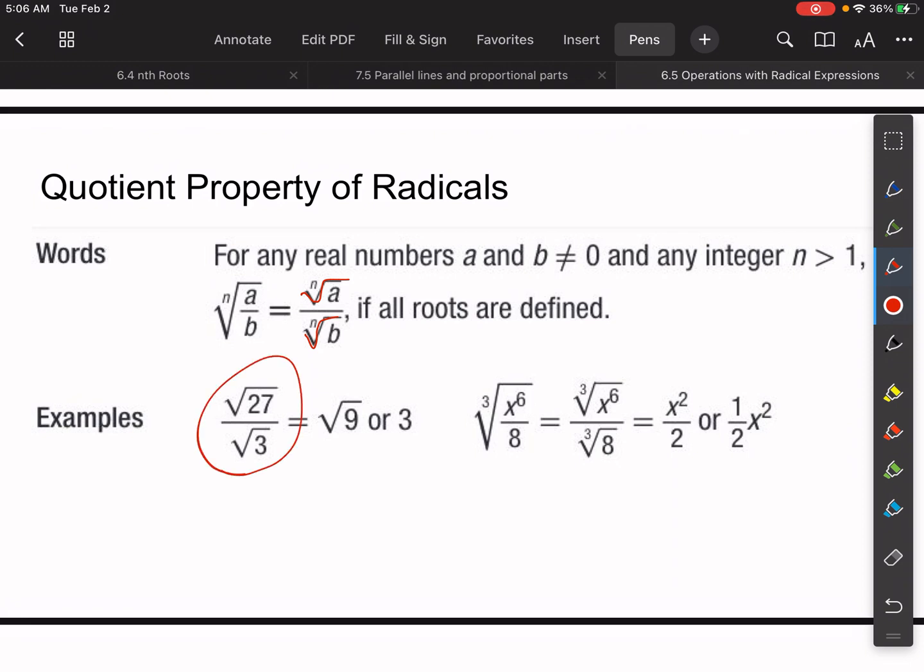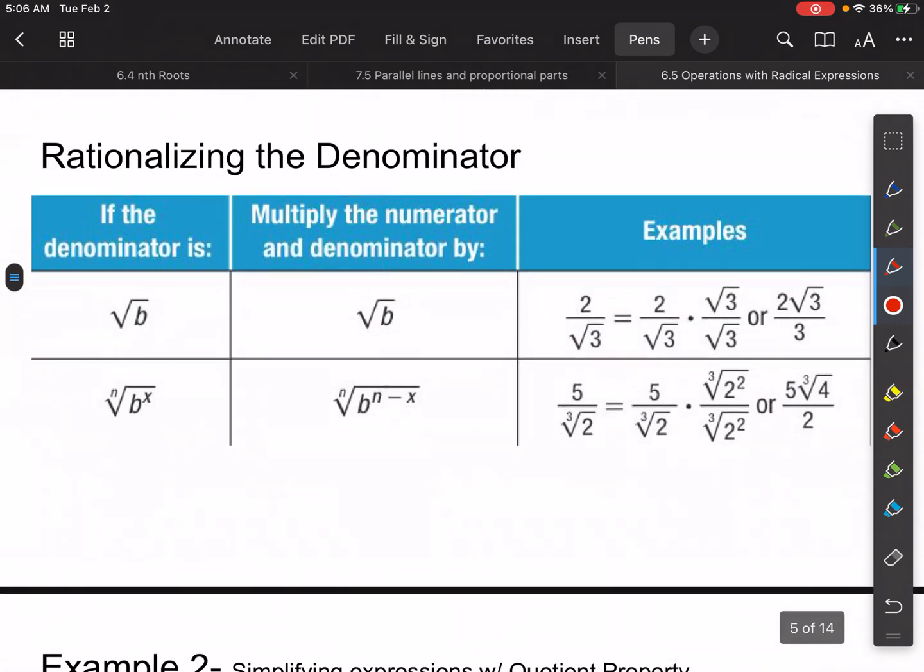The square root of 27 divided by the square root of 3 is the same thing as the square root of 9, which is 3. So I can simplify this before I take the radical of it, or the root of it, I should say. For this one, same deal here. I can rewrite this as the third root of x to the 6th, and then the third root of 8, and then simplify. So it's just a way of rewriting things, is all the quotient property is.